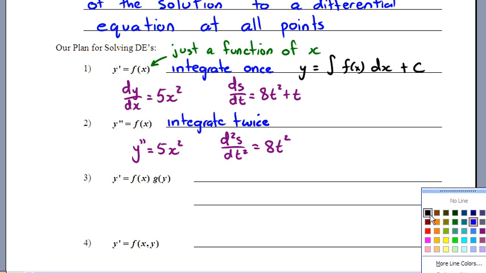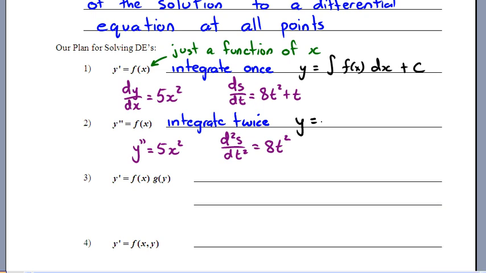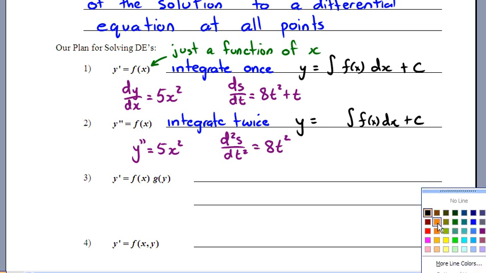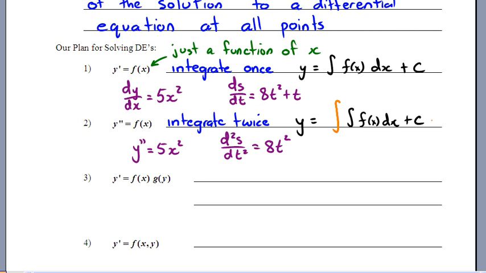So when you're finally done, and you ask what actually is y, you'll have to integrate that f of x dx, and then add on a c. And then you're going to have to integrate it again, a second time, dx, and then you'll pick up another c. So you'd have a couple of integrals on the go. It's not a big deal. We've done that a couple of pages ago.